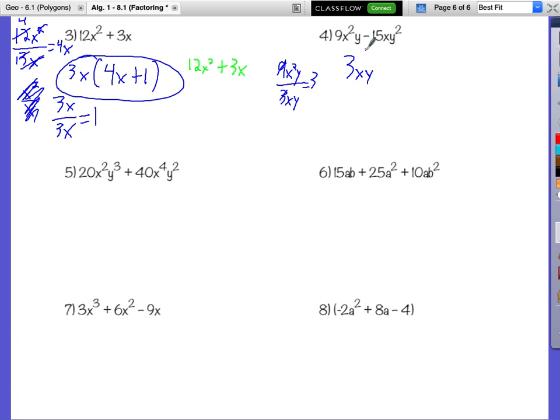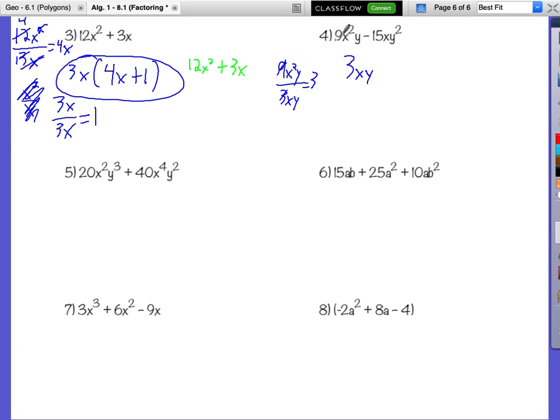Only 1. So like here on number 3, this had 2x to the second, this had x. So how many x do they have in common? 1. Yep, you can only do what they both have. Just like we can't divide both of these by 12, because this doesn't have a factor of 12. We're taking a greatest common factor, so we only take what they have in common, what they both have.